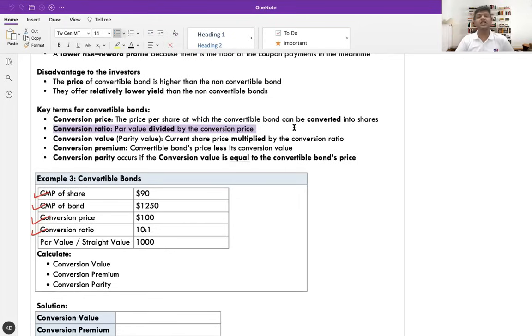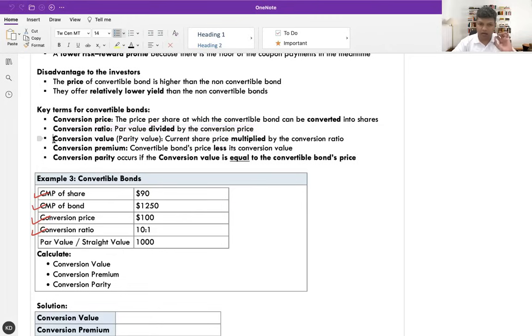What does conversion ratio mean? That how many equity shares you will get for converting each bond. So let's say you have one bond. How many equity shares will you get against each bond? 10 equity shares. Is that clear about conversion ratio, everyone? Correct.